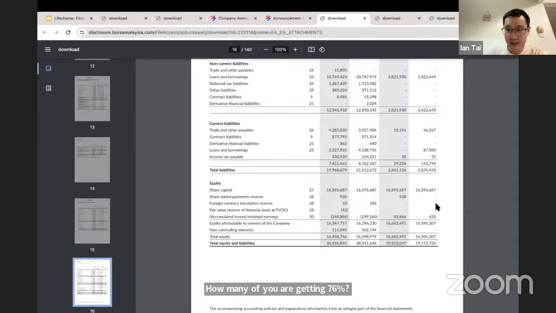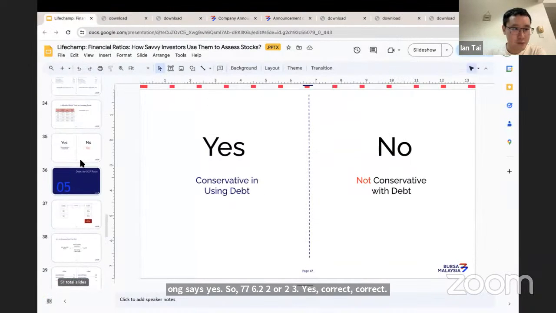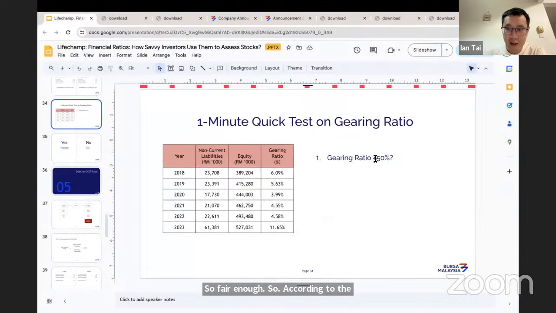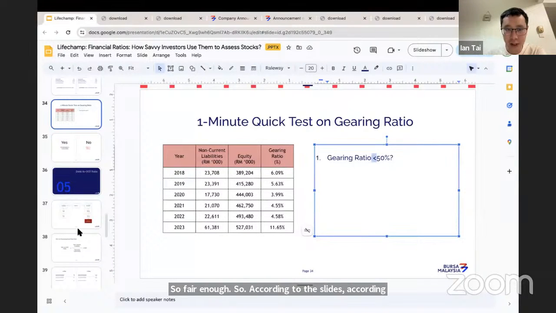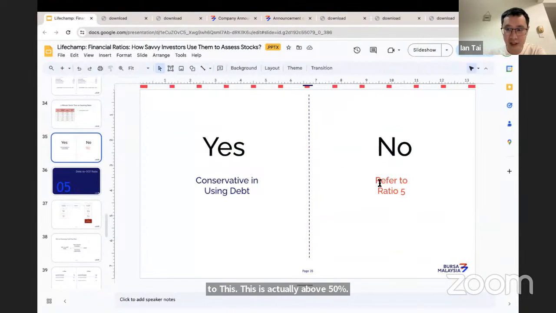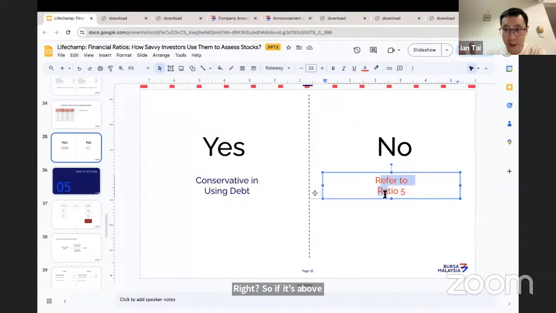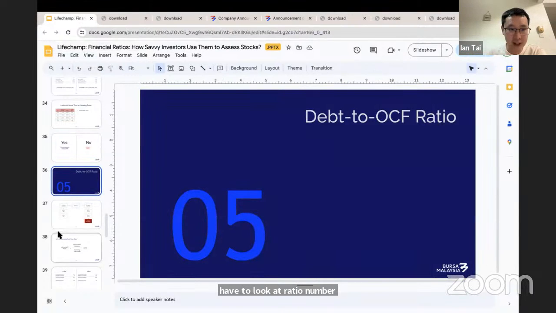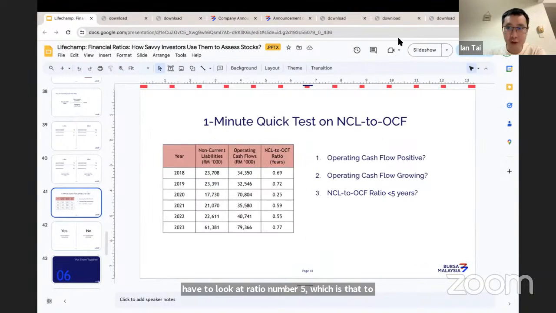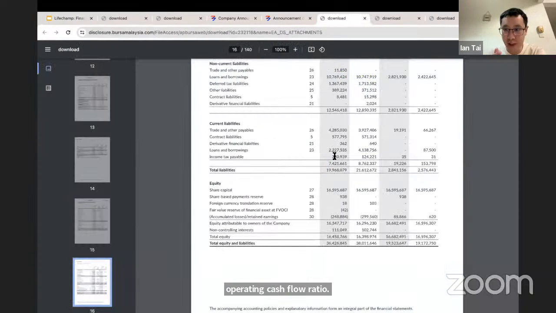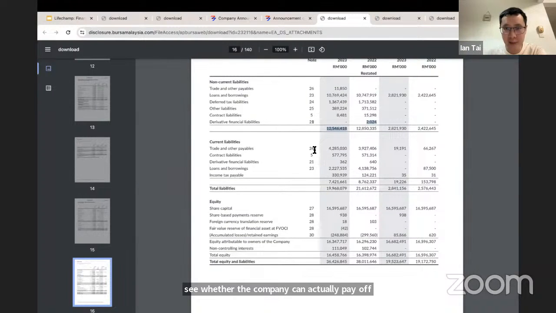So Huang says yes. T Heng Guan, 76.22 or 23. Yes, correct. So fair enough. So according to the slides, this is actually above 50%, right? So if it's above 50%, there's a caveat. Now we have to look at ratio number 5, which is the debt to operating cash flow ratio. So what we do now is that we want to see whether the company can actually pay off this. How long can it actually pay off this debt?